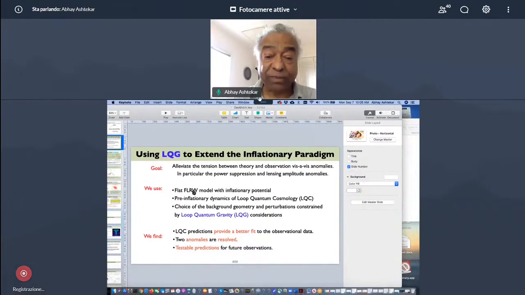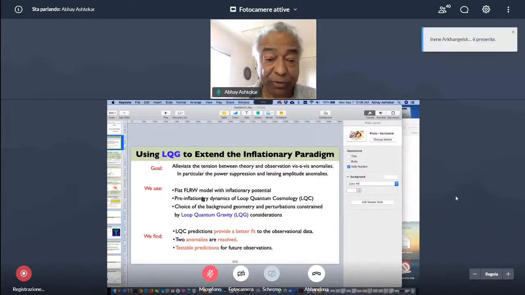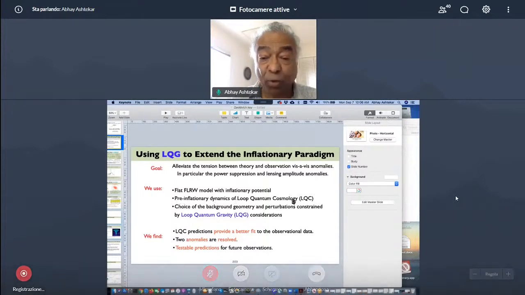What we use is just a flat Friedmann-Lemaitre-Robertson-Walker model with inflationary potential, but we embed it in the framework of loop quantum cosmology so that we can also treat the Planck regime. And then when we do that, there is no Big Bang. There is actually a big bounce instead of Big Bang, and physics is all regular, so we can handle the early universe. And therefore, we have a pre-inflationary dynamics phase of loop quantum cosmology, which is completely regular, no singularities.